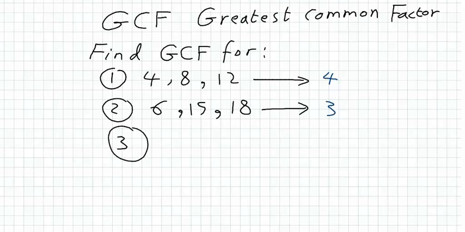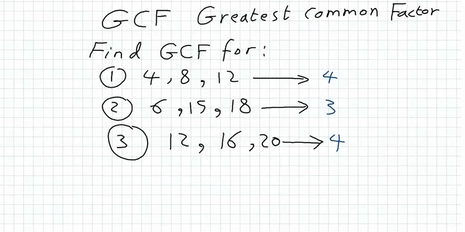Another example, 12, 16, and 20. Find the greatest common factor for these numbers. Well, the smallest number is 12. 16 and 20 are not divisible by 12. So we must look for a smaller number which the 3 numbers can be divided by. That number must be 4. This is the greatest common factor for numbers.